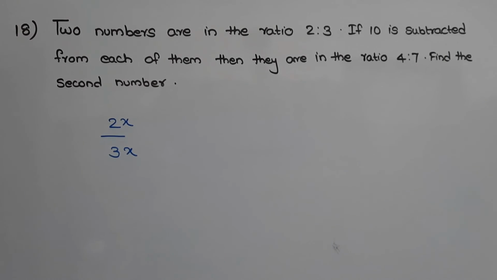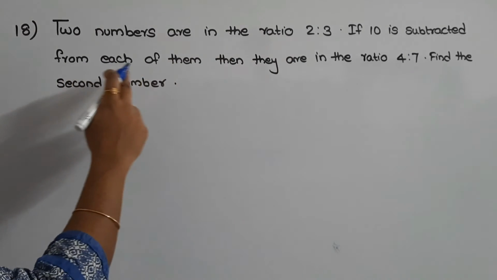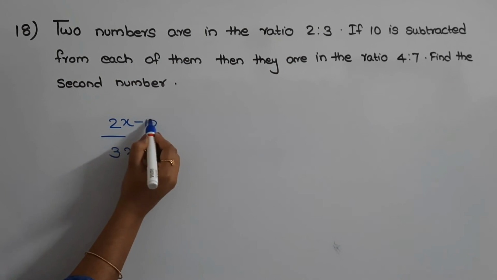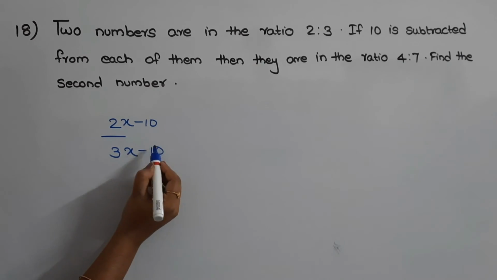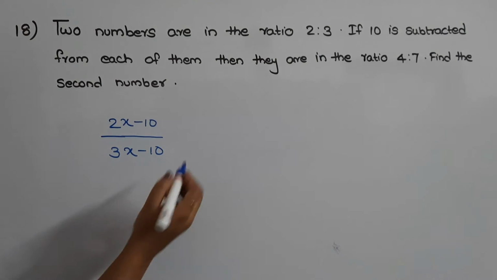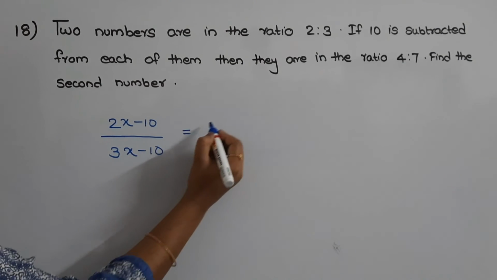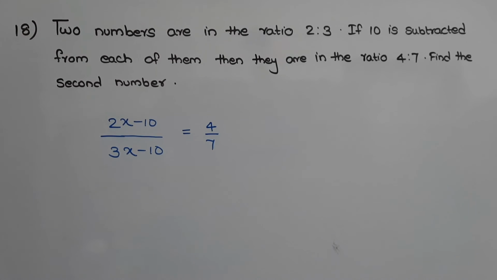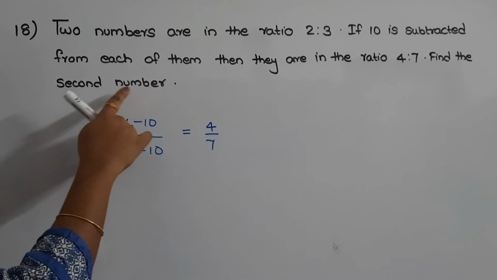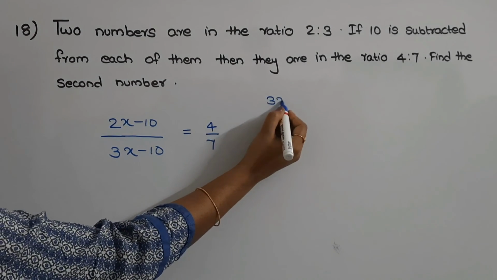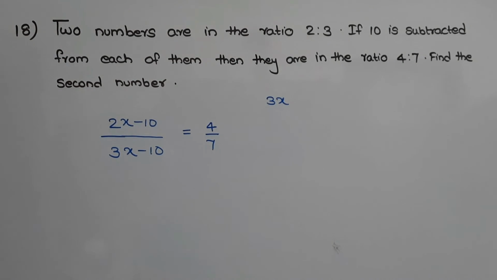Then they are telling that if 10 is subtracted from each of them, that is, from the first number and also the second number, then the ratio will become 4 by 7. So this ratio will be equal to 4 by 7. We need to find out the value of the second number. The second number is 3x, so we need to find out the value of 3x.